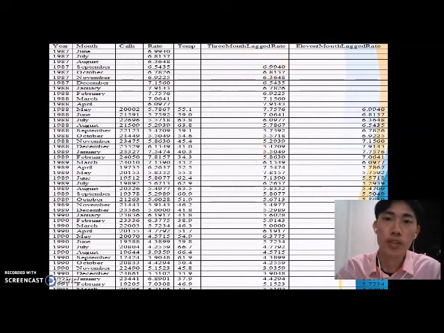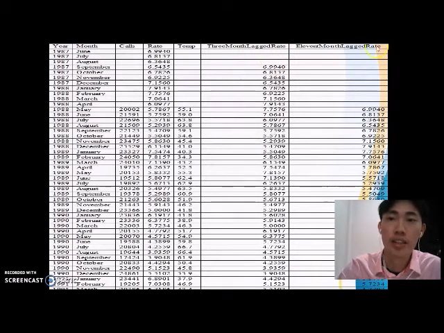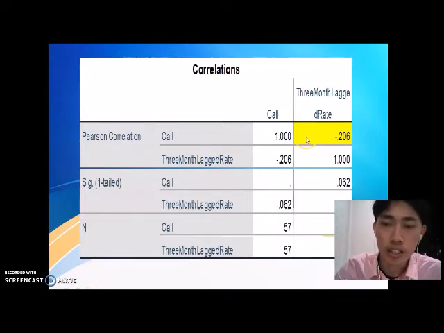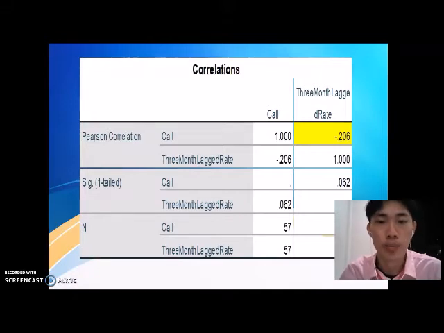So this is the table for the 3-month lagged unemployment rate and the 11-month lagged unemployment rate. For the correlation, it is negative 0.206, which is the yellow one. I highlighted this one already. So the relationship between the 3-month lagged unemployment rate and the calls is not significant. This is because the p-value is bigger than 0.05.